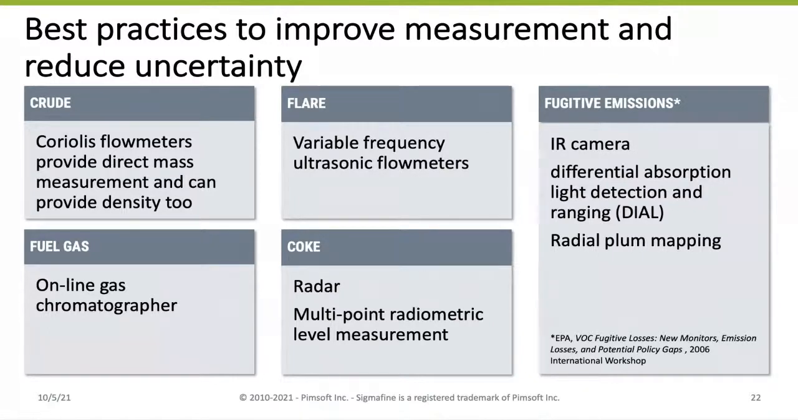Finally, for the fugitive emissions, studies report that the typical correlations that are used to calculate these losses, which for a major part are concentrated in the tank farms, are typically underestimated. In some cases, even two or three fold. Some of the technologies that are currently used or under experimentation are based on infrared cameras, DIAL, and radial plume mapping. All these technologies combined together can provide a much better measurement and estimation of the overall emissions.